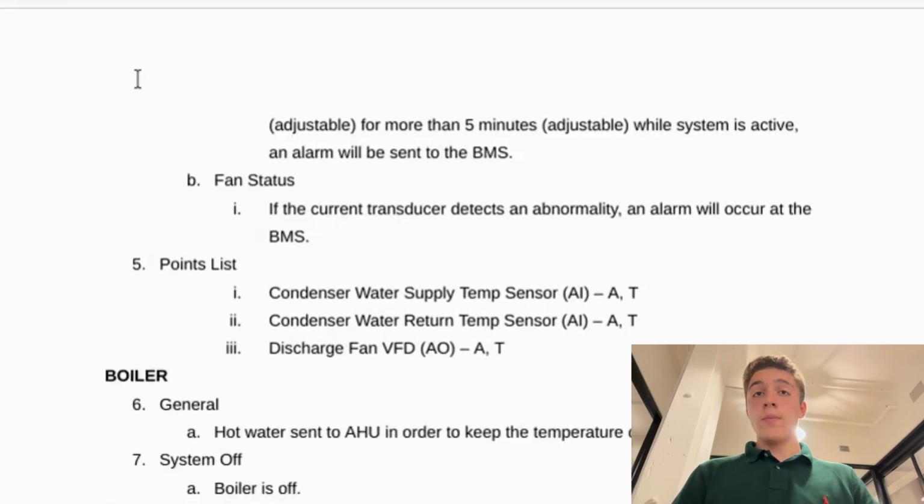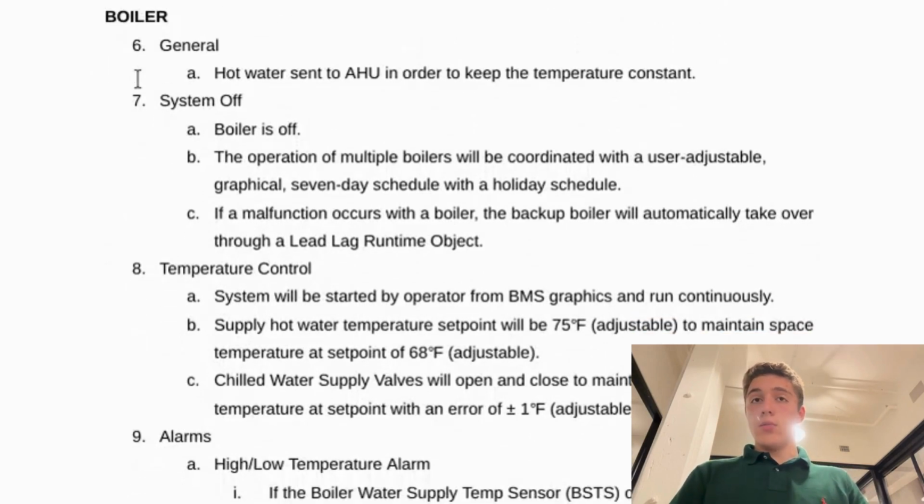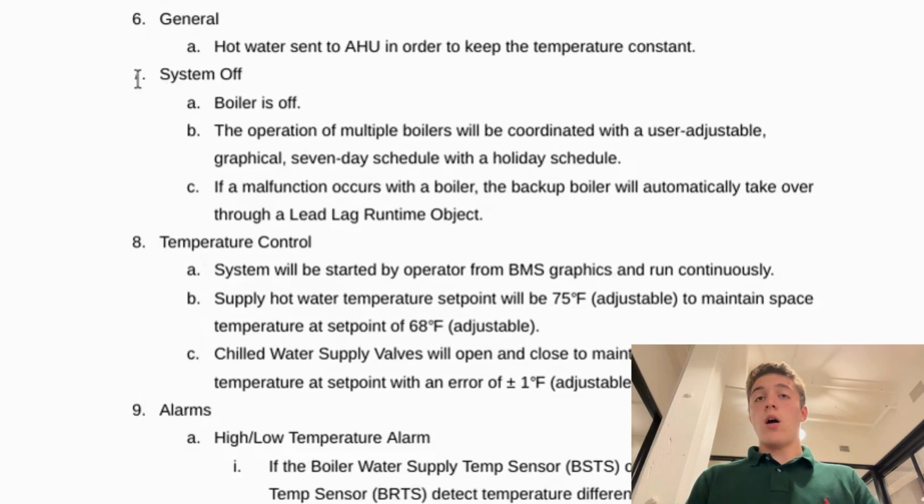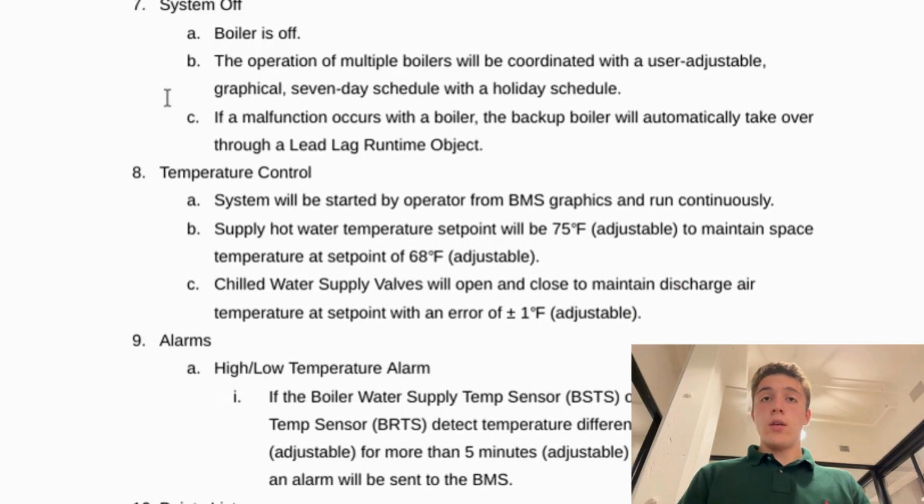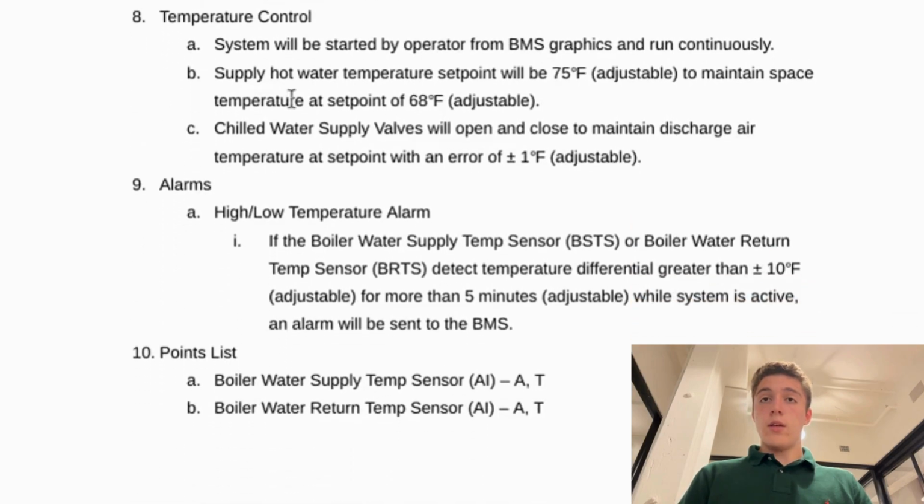Next, we have the boiler. So this works pretty similarly to the cooler, so I'm going to skim through this one a little more. It's going to be coordinated with schedule. It supplies hot water to the AHU. Again, the set point will be 68 degrees, but the water provided will be 75 degrees in order to heat it. The error will be 1 degree Fahrenheit.